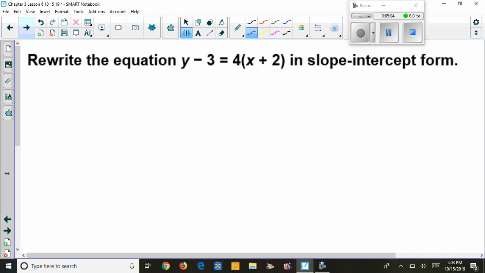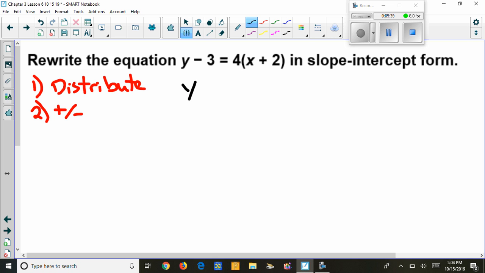What I want to look at next is taking the point-slope form and turning it into slope-intercept form. To do this, we're going to need two steps. What we're doing is solving this equation to get y by itself. To do that, I must first distribute, and then I'm going to use addition or subtraction to finish getting the y all by itself. The equation we're starting with is y minus 3 equals 4 times x plus 2.